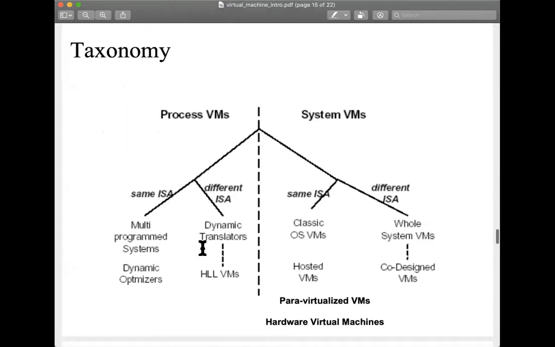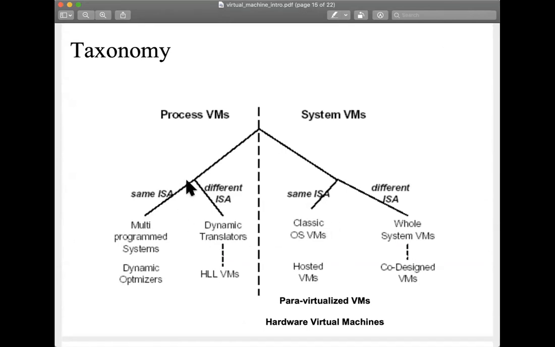So it's kind of a broad taxonomy of the various types of VMs we have covered so far. We've looked at process VMs and system VMs. In one case, we are virtualizing the ABI. In the other case, we are virtualizing the ISA. And just by virtualizing different interfaces, we get two different types of VMs. And within that, we have looked at same ISA VMs and different ISA VMs in each of the categories.